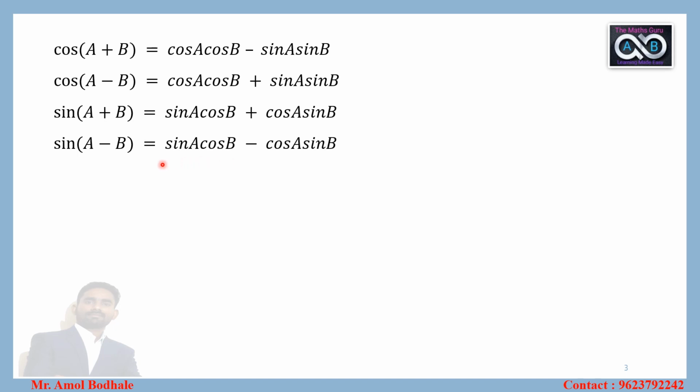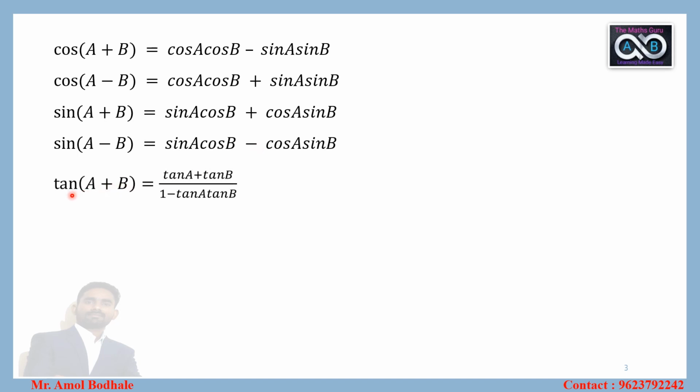So how can we remember this? For compound angle of cos, the terms are cos cos sin sin, and for plus we have to take minus, and for minus we have to take plus. And for sine of a plus b, the terms are sine cos cos sine. For plus we have to take plus, and for minus we have to take minus.